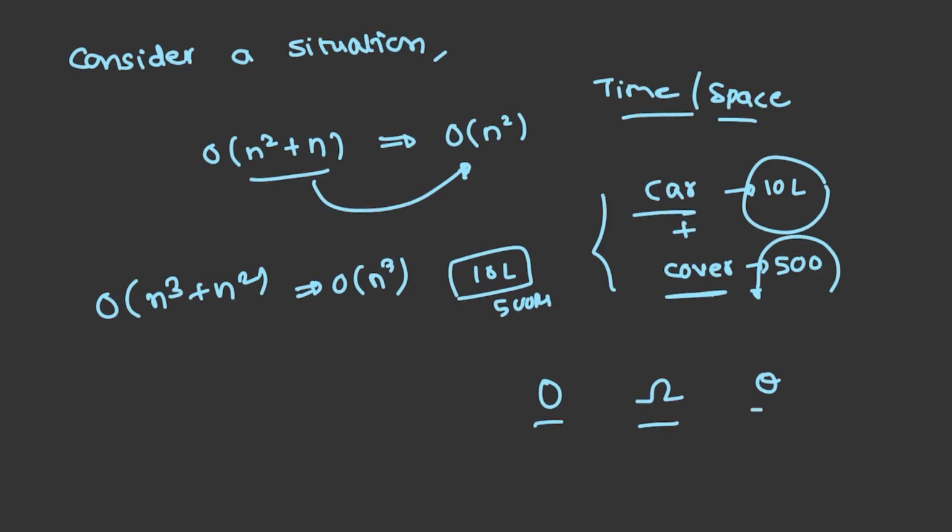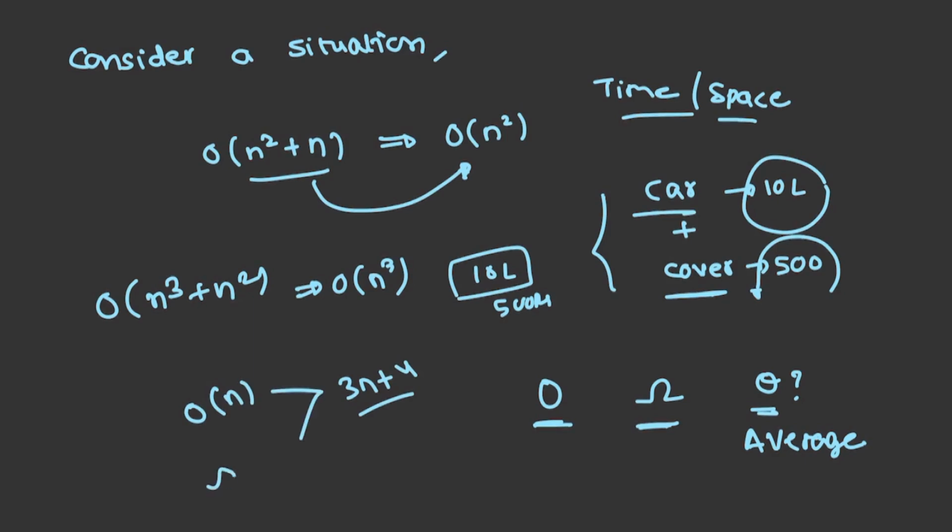Have you ever wondered why and when theta is used? Theta actually is used to represent the average case. If big O and omega represent the same function, as in the previous case when the function is 3n plus 4, it can be represented with order of n and also with omega of n. When both of them are equal, we can represent it with theta of n, or just simply remember it is the average case. Let's try to estimate time complexity and how it will be calculated.